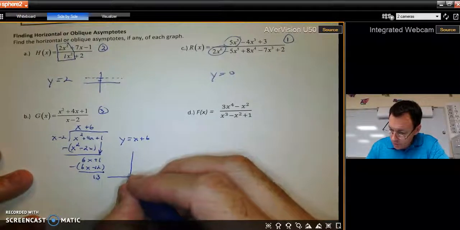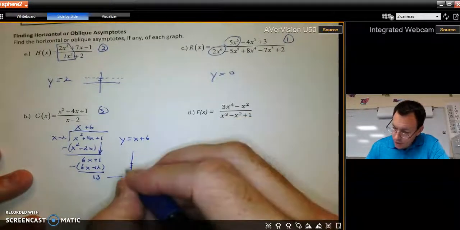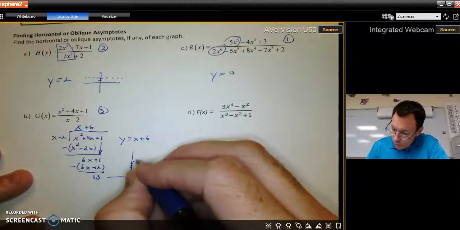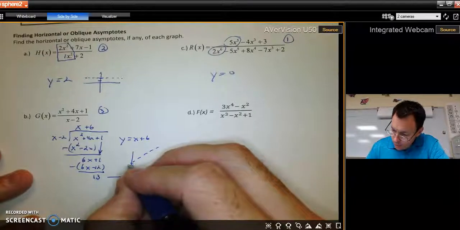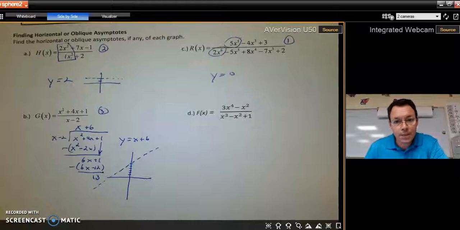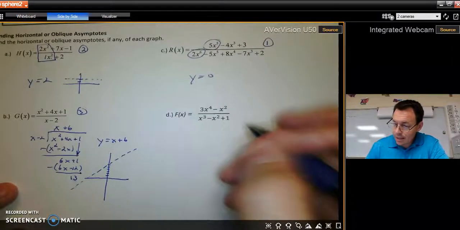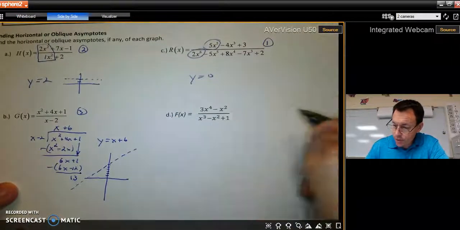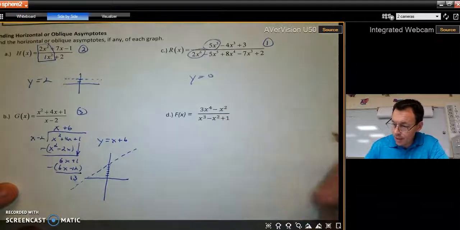So go up to 6. 1, 2, 3, 4, 5, 6. Draw a line that has a slope up 1 over 1, up 1 over 1, up 1 over 1, down 1 over 1. And that would be our oblique asymptote. For D, same thing. I've got x to the 4th, x cubed. So this is one bigger than this.